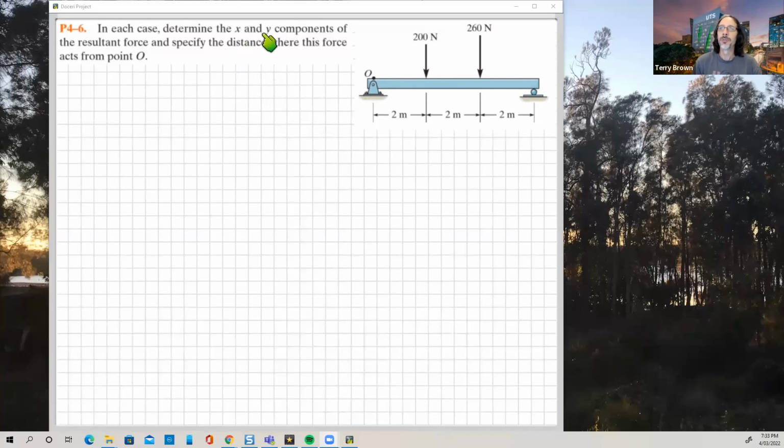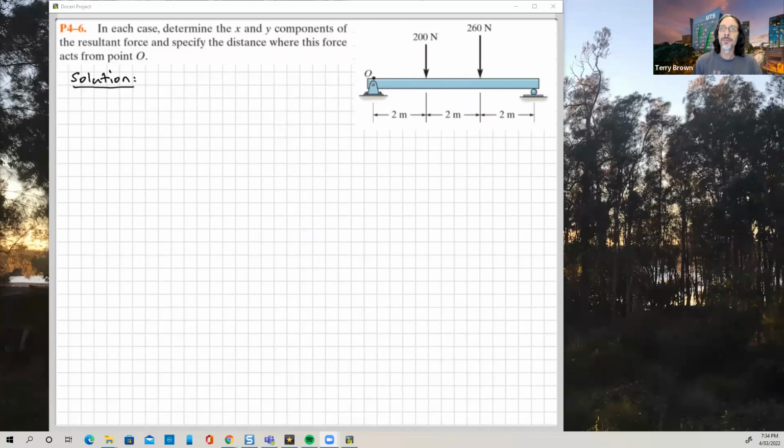We don't have to worry about x components in this case, depending on how we define x and y, but let's assume we define x as horizontal and y as vertical. We've only got y components to worry about. All right, so let's work through the problem and see how we go.